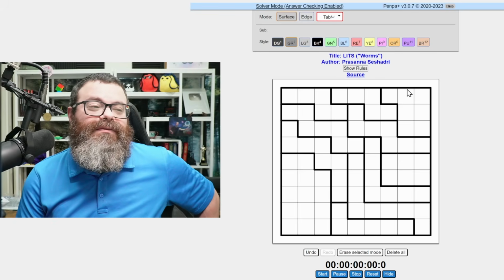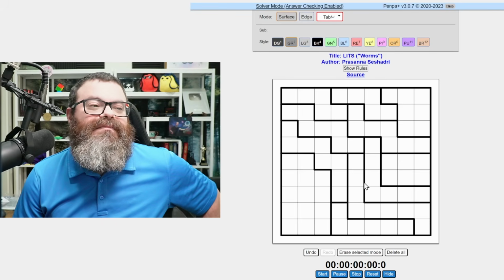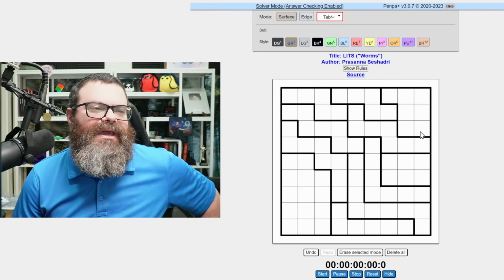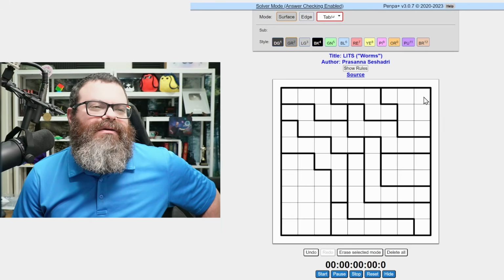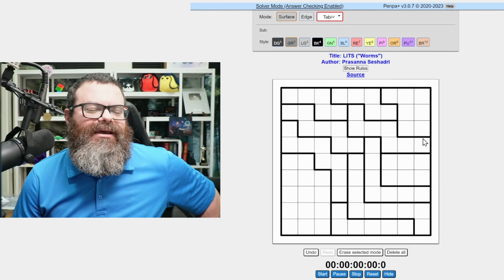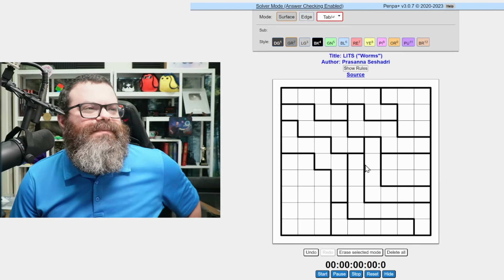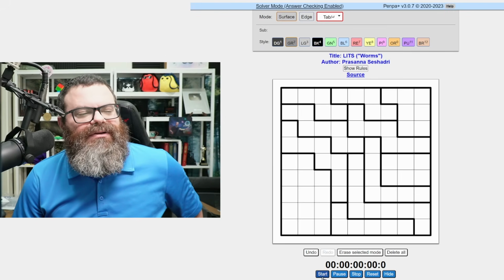And then the final rule is that all of the shaded cells must connect together orthogonally. So a diagonal connection isn't enough. You have to be able to get from any shaded cell to any other shaded cell following edges through shaded cells. All right, and that's it. I'm going to get started right now.